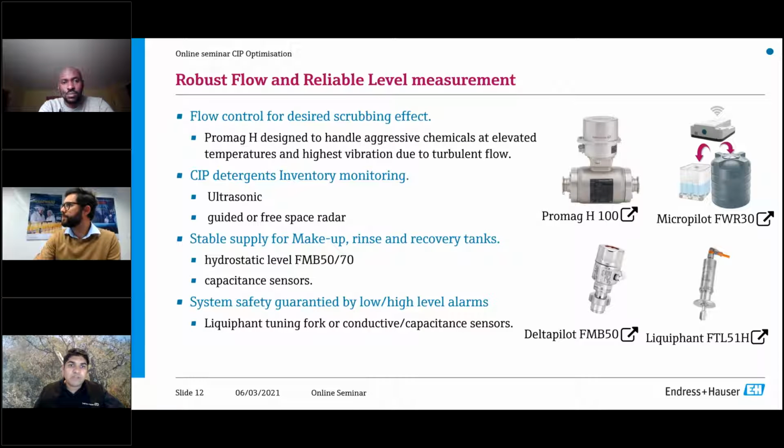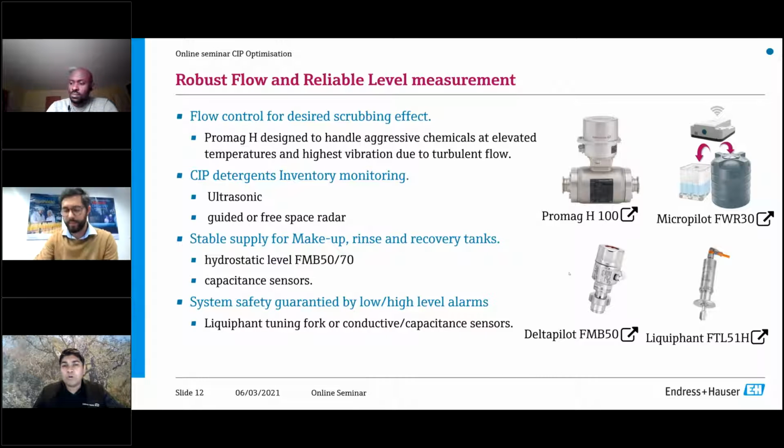Also level measurements. So you have a lot of tanks on your site, your CIP tank, your hot water tank, your recovery tank. You need to measure the level. And typically the go-to is a pressure transmitter, hydrostatic pressure that measures level, as well as you can potentially use a capacitance sensor for this. One neglected parameter that I see quite often is the level switches, because it doesn't directly impact the measurement, but it does impact safety.